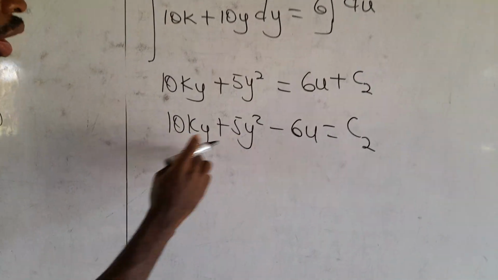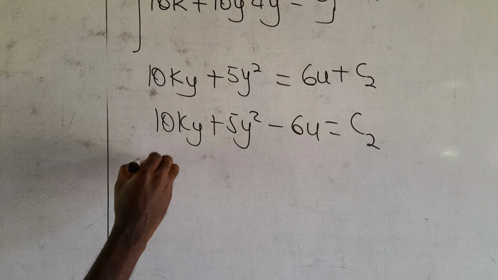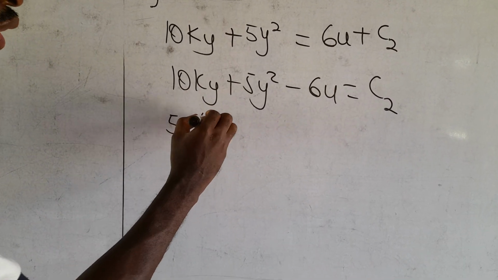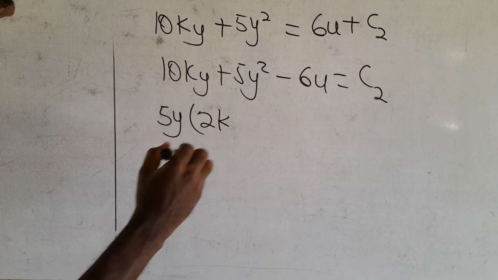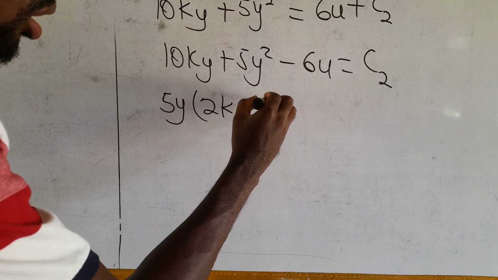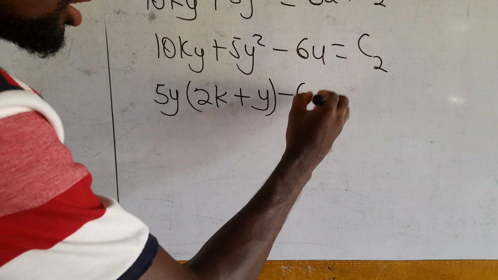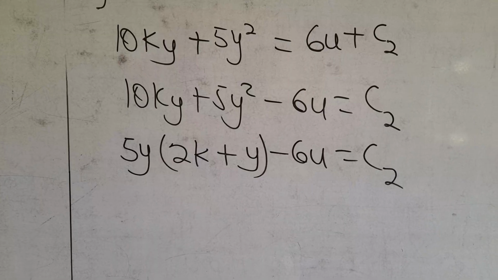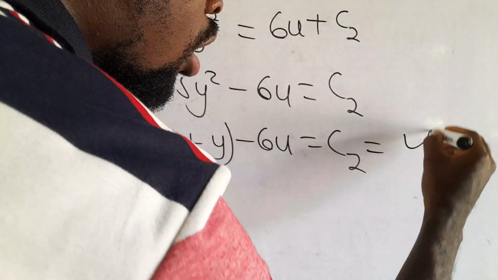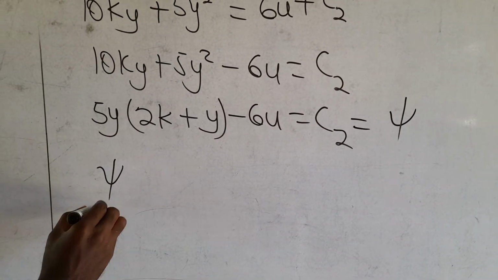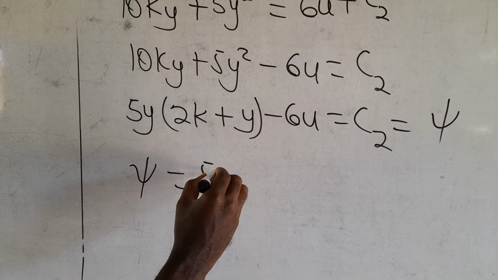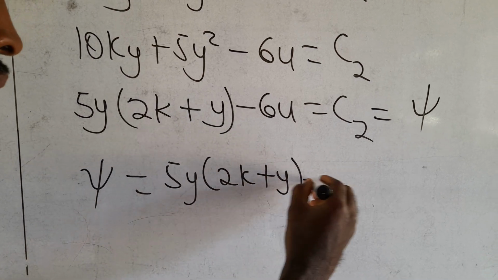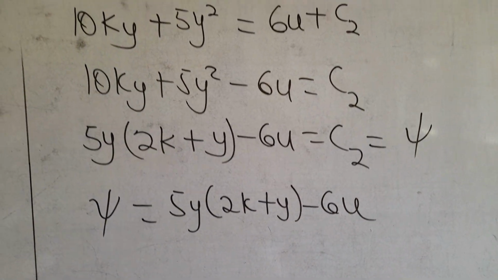We can simplify this. You see 5y is common, so we can bring 5y out, and we have 5y(2k + y) − 6u = c2. So we can say this is equal to our φ. So φ will equal 5y(2k + y) − 6u.